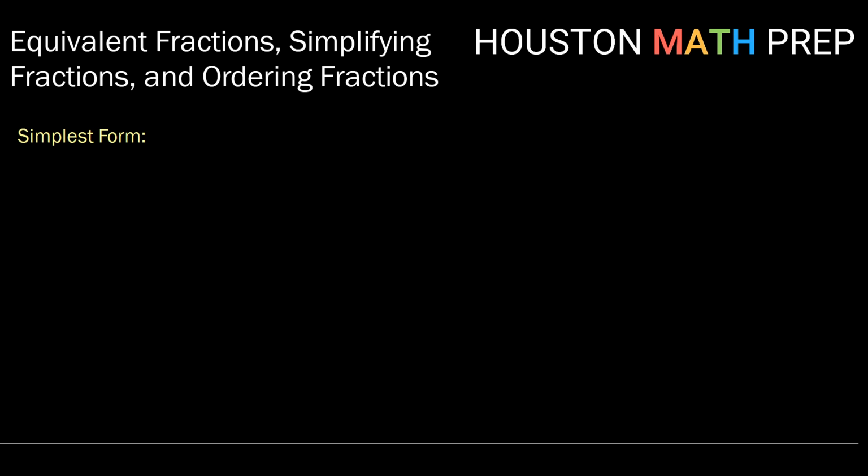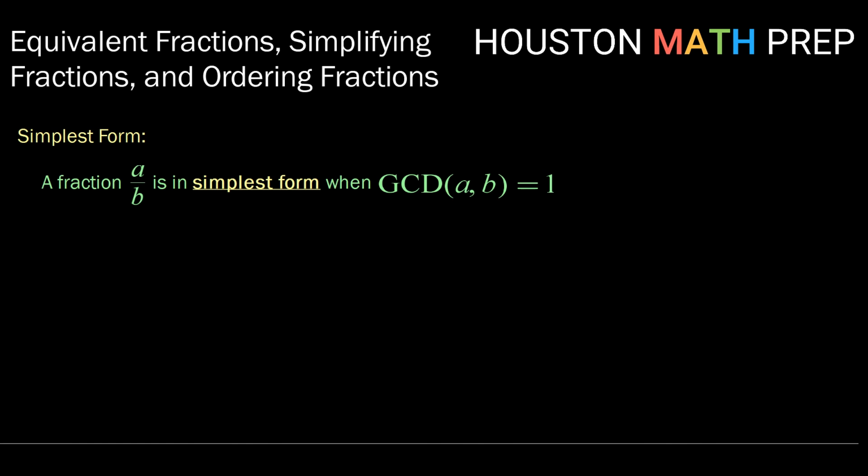Another way that we can tell if fractions are equivalent is using their simplest form. A fraction a over b is in its simplest form whenever the greatest common divisor, or GCD, of the numerator and denominator is equal to 1. Another way of saying that is that a fraction is in simplest form when its numerator and denominator are relatively prime. So two fractions are equivalent if their simplest forms are equal.